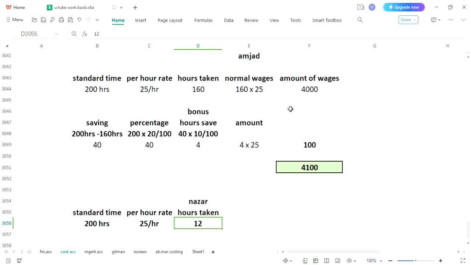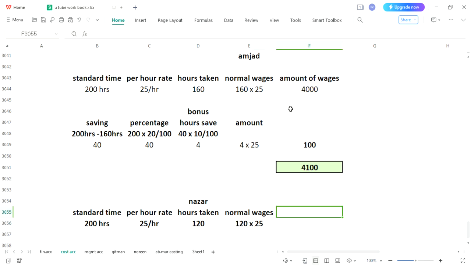Again, time saving is present, but for the first step you will calculate your normal wages. How will you calculate normal? Hours taken 120 and you need to multiply it by per hour 25. So the final amount you can calculate by multiplying 120 into 25. So these are normal wages.